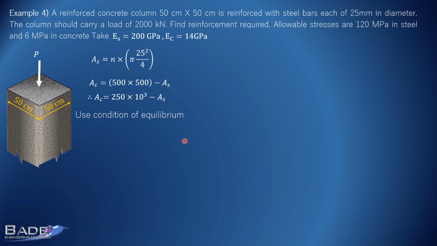Okay. Now use conditions of equilibrium. Total load on the cross section is 2000, that is load shared by steel plus load shared by concrete. So now this is very important.